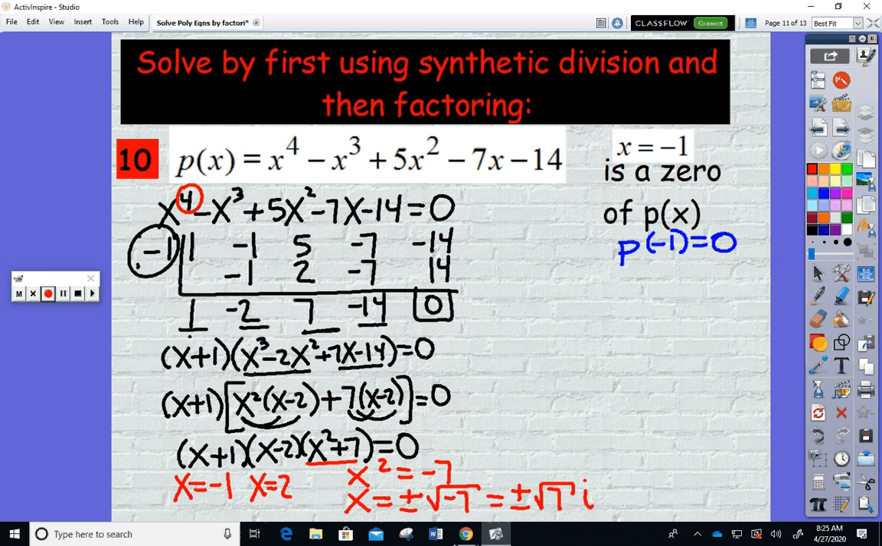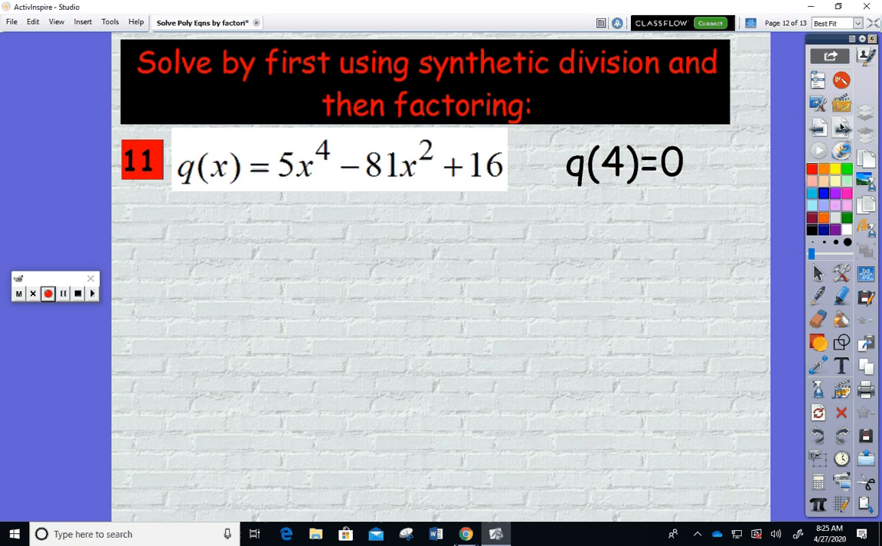So I really do get 4 answers. Negative 1's an answer, 2's an answer, i square root 7 is an answer, and negative i square root 7 is an answer. So you don't have to write them like what I'm writing in blue. I just want you to clearly see that's 4 separate answers. All right, couple more to go.